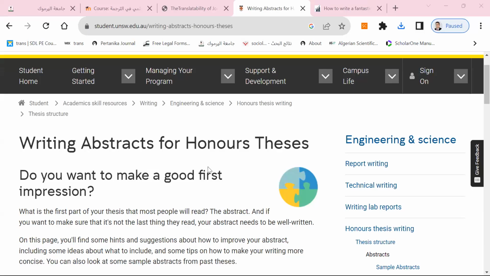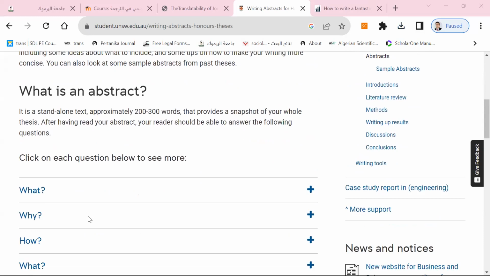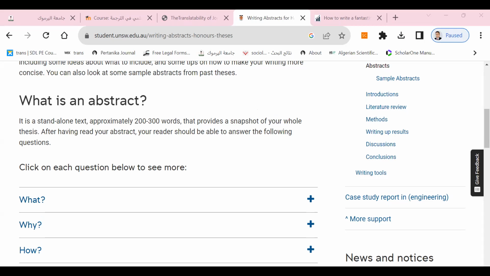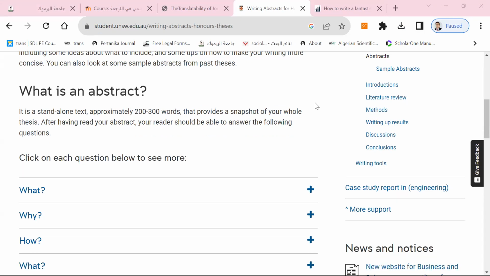Now, writing abstracts for honors theses. Do you want to make a good first impression? What is an abstract? The abstract is the first part of your thesis that any reader in the world will read. When I'm looking for suitable papers or theses, MA theses, or any works for my thesis, the first thing that I should do is read the abstract. It should be short, one paragraph, right? And it should be at the beginning of the thesis, and it should tell me about the purpose of the study, the significance of the study, the methodology used in the study, the data analysis, also the model used in analyzing the data, and a general conclusion.